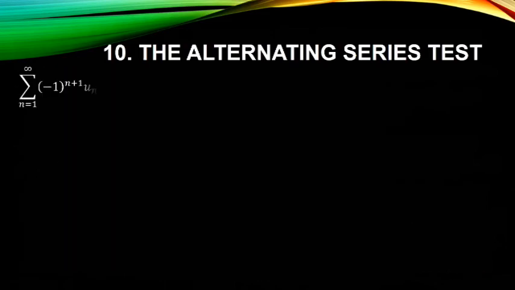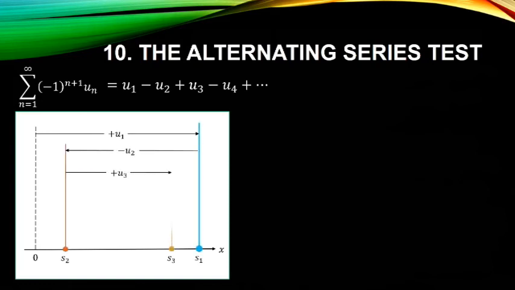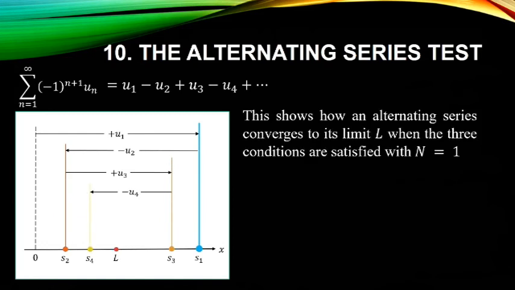So let's have an illustration where we have this one. From 0, we have u sub 1. Then we subtract u sub 2. Then we add u sub 3 and minus u sub 4. Then the partial sums would actually be converging to L. Then the three conditions are satisfied with n equal to 1.